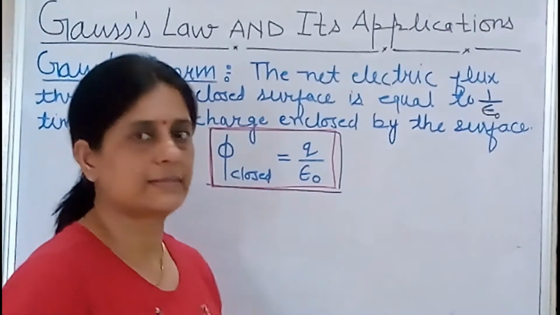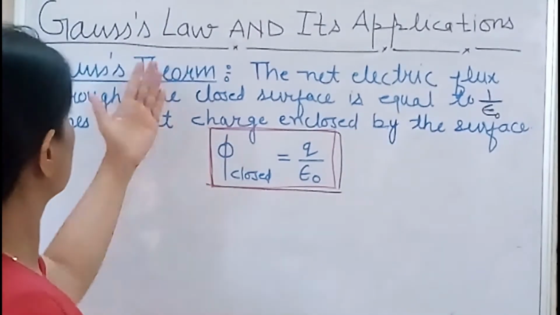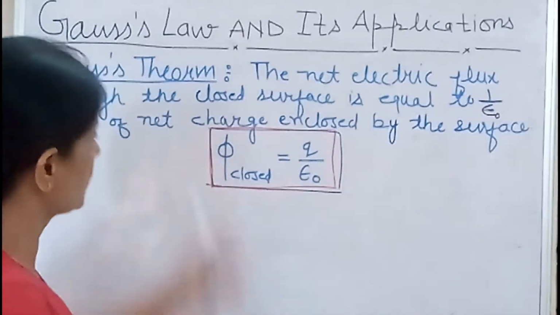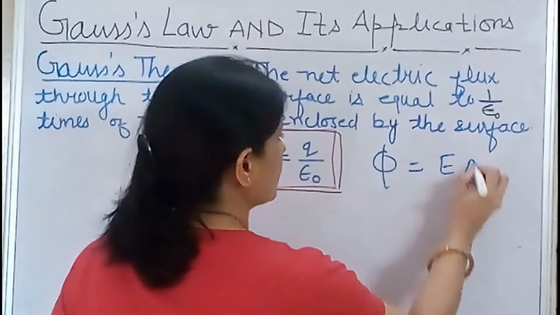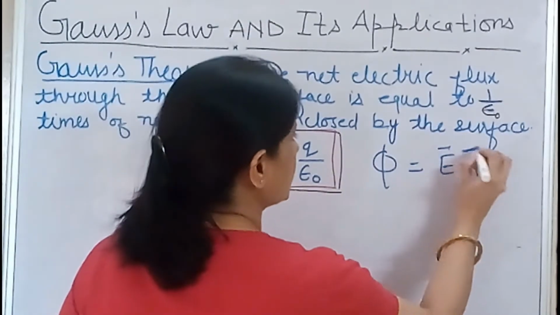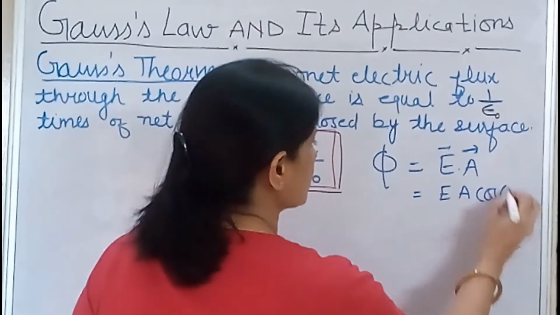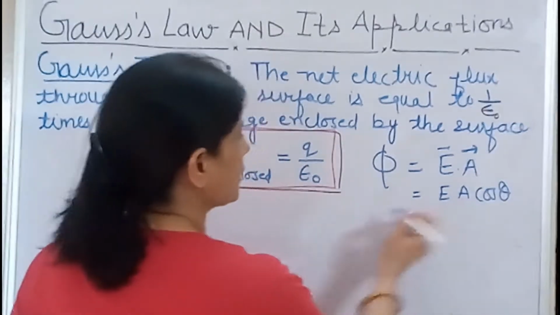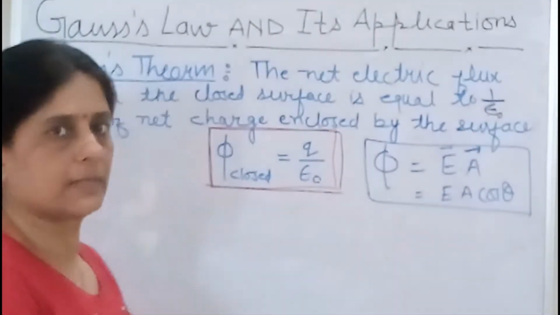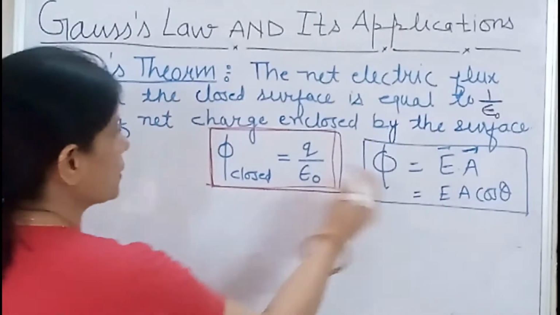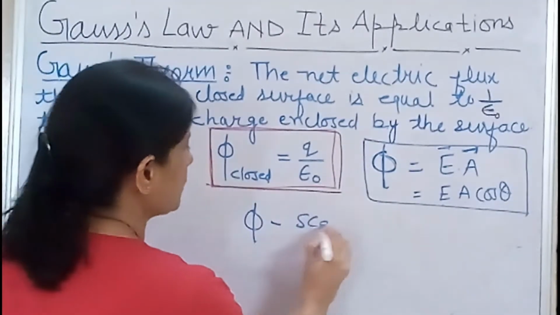Hey students, in the last video we learned to find the value of electric flux through Gauss theorem, and we have one more method to find the value of electric flux, that is E dot A or E A cos theta, where theta is the angle between E and A. These are the two methods by which we can find the value of electric flux. Now flux phi is a scalar quantity.